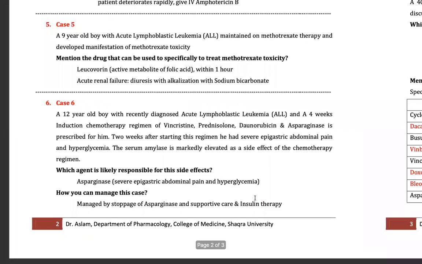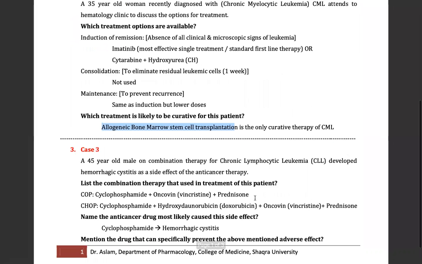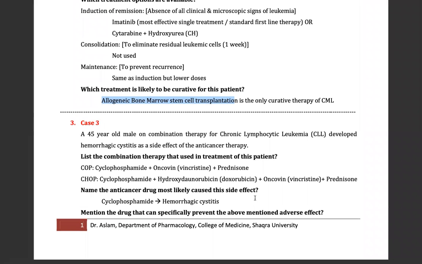Case 3. A 40-year-old male on combination therapy for chronic lymphocytic leukemia developed hemorrhagic cystitis as a side effect of anti-cancer therapy. List the combination therapy used in the treatment of this patient. For chronic lymphocytic leukemia, we are using CHOP or COP. COP includes cyclophosphamide, O for Oncovin, P for prednisone, and CHOP includes additional H, which stands for hydroxydaunorubicin.